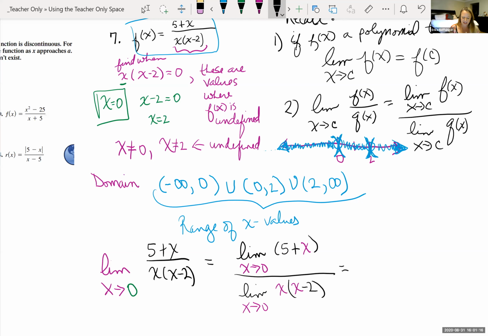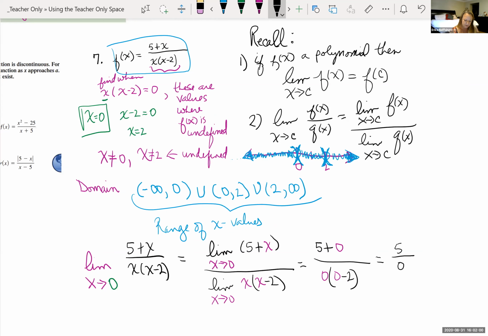So go in here, wherever you see an x, we're going to replace it with 0. And so we have 5 plus 0 all over 0 times 0 minus 2. So we get 5 plus 0 is 5. 0 times negative 2 is 0. This is not in the form of 0 over 0. We saw last week if we get the form 0 over 0, that was an indeterminate form, and that's where we had to manipulate it so it wasn't that. If you get a number over 0, that's where it's undefined. And so we'll say that this is undefined. Does not exist. So undefined, so the limit doesn't exist.